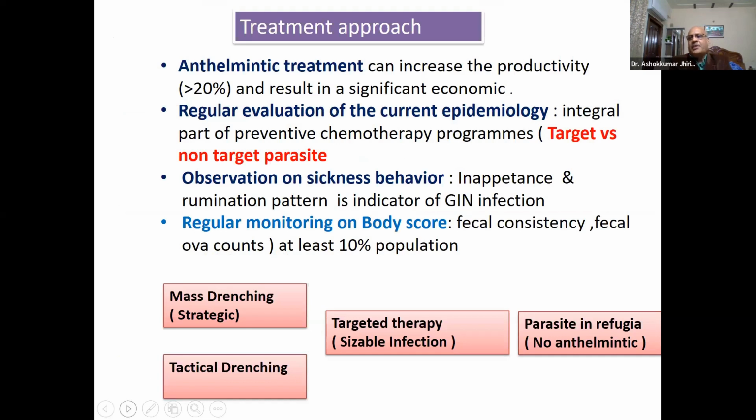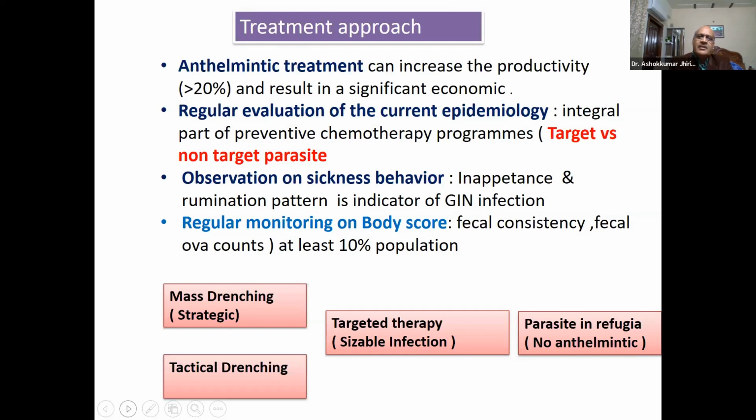Now we come to the treatment approach to parasitic infections, either clinical or non-clinical. Anthelmintic treatment is the most commonly practiced because it increases productivity by more than 20% if you are using anthelmintics. For anthelmintic treatment, we should know the current epidemiology in a particular area. If you know the spectrum of the parasites in a particular area, you can have a better approach as to what time you have to use the anthelmintics.